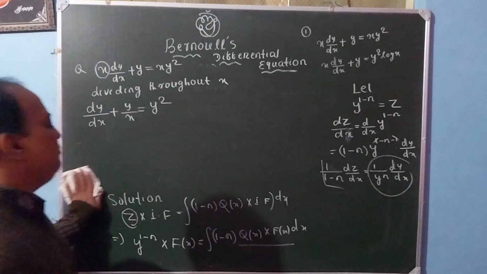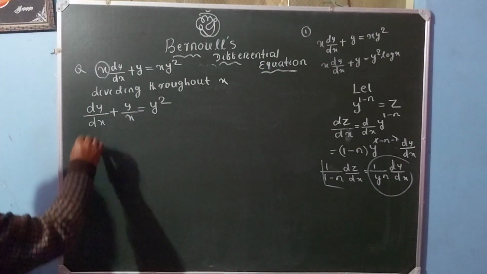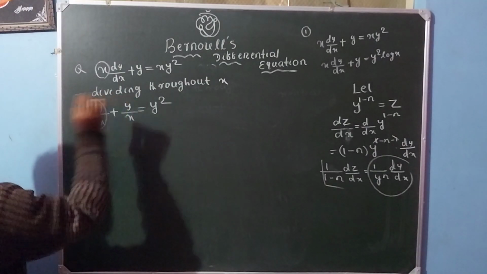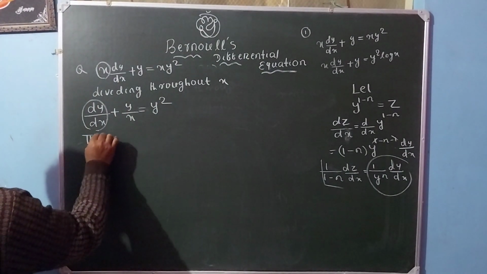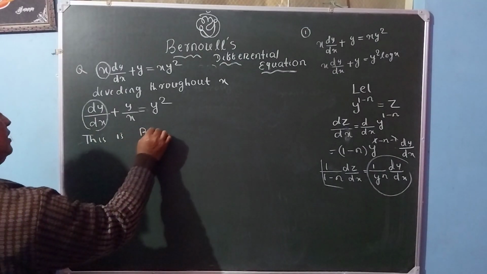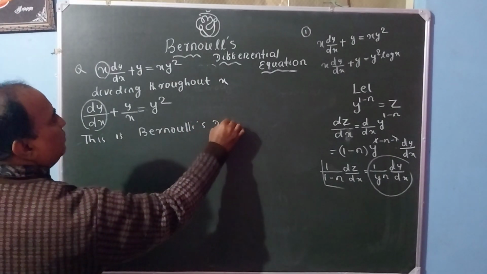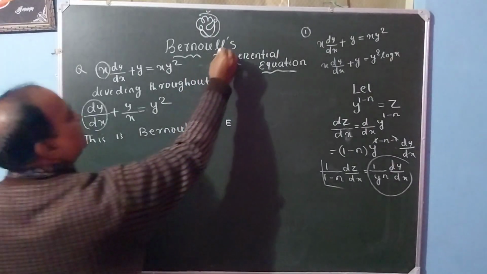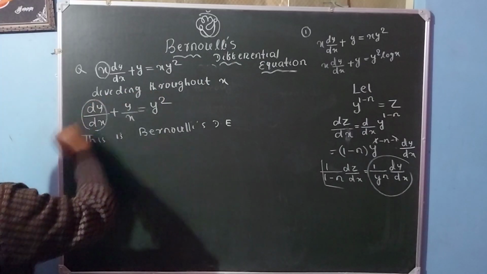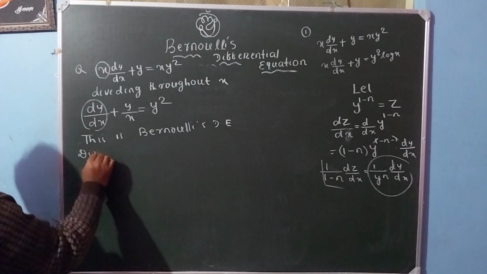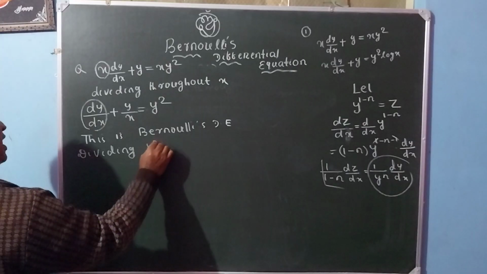Okay, so this is a Bernoulli differential equation: dy/dx plus p(x) into y, where q(x) is 1 here, into y square. So first of all, we have to divide by y square throughout.